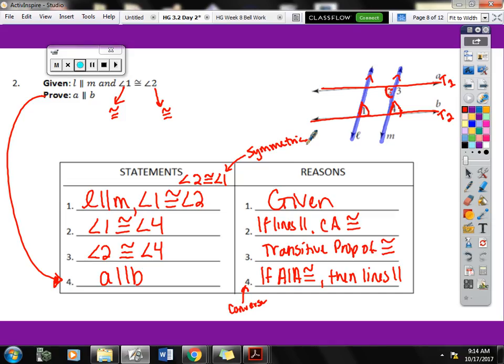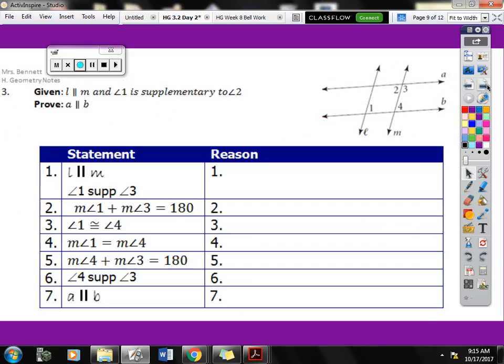On the back we have a couple fill in the blank. So just filling in the reasons as we go through. So we'll do the first one and I'll have you guys try the second one on your own. So the first statement tells me that L is parallel to M, so let's highlight that.